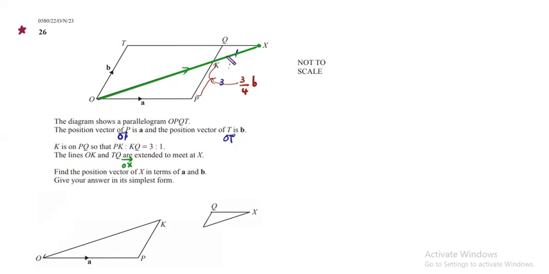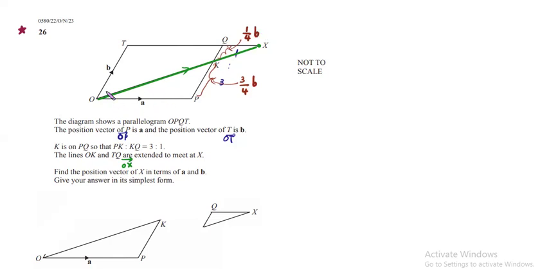In the same way, KQ can also be found, that is one portion out of 4 portions. That means it's going to be 1/4 of PQ. PQ is the same as OT, which is B. So I can write it as 1/4 B.